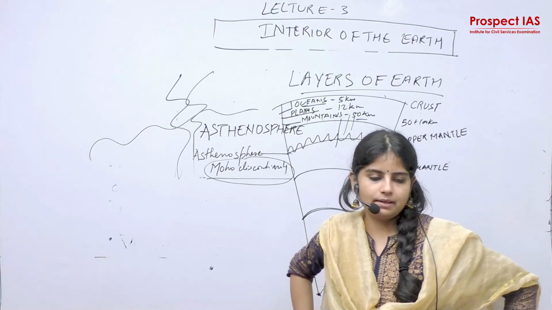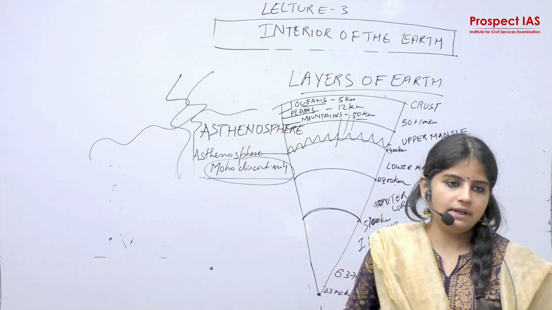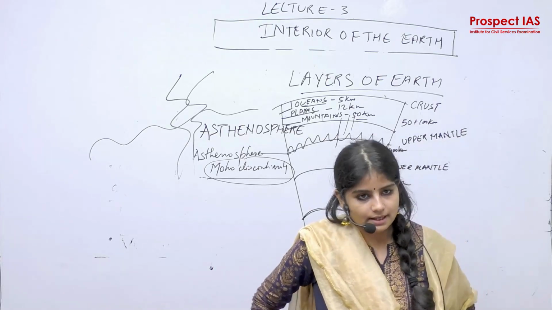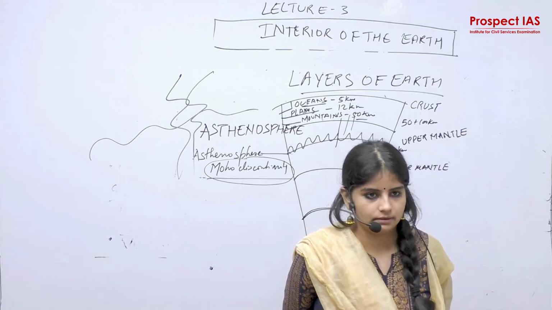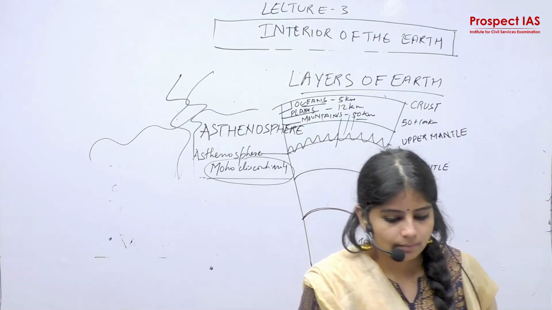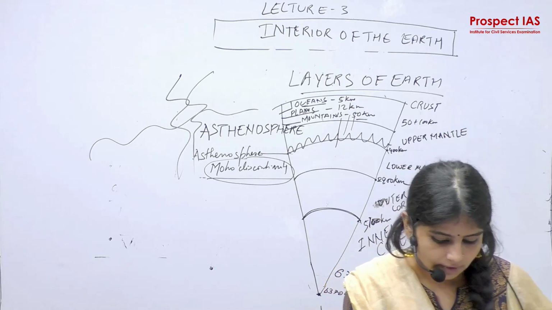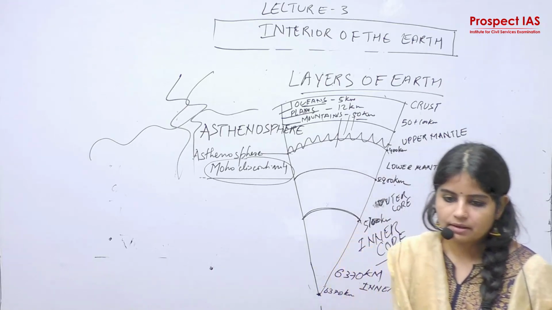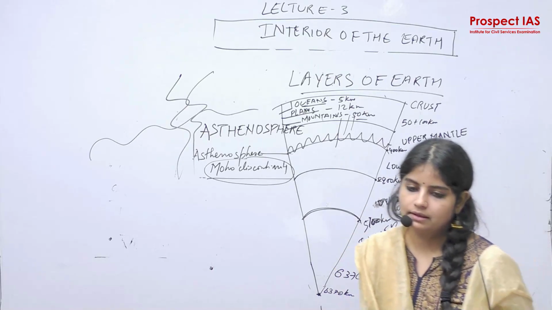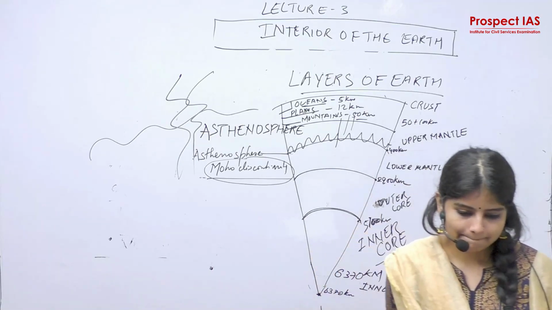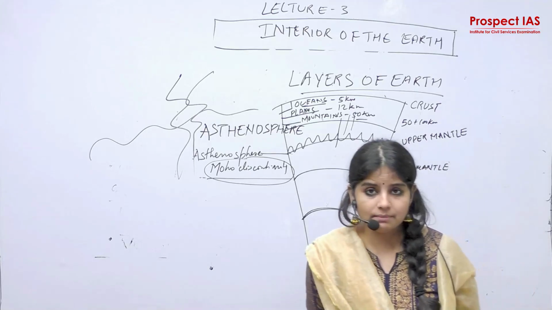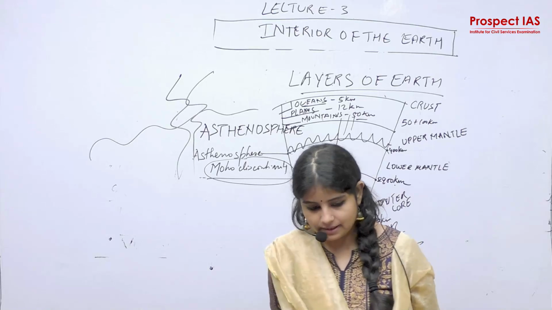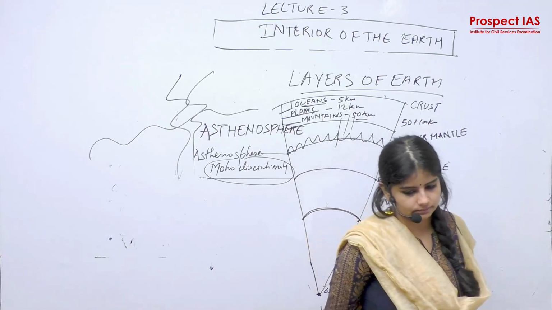Yes, Nakul, correct. Moho discontinuity is between which two layers? Crust and mantle. Between crust and mantle. The crust is brittle in nature. Brittle means fragile. The crust layer is fragile in nature.